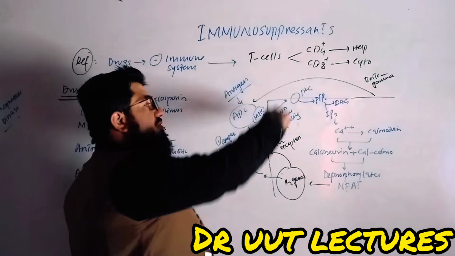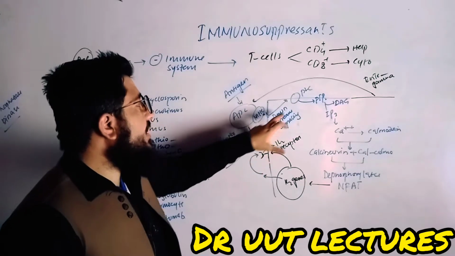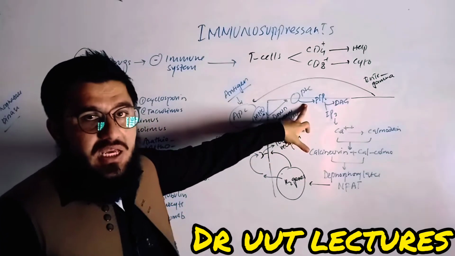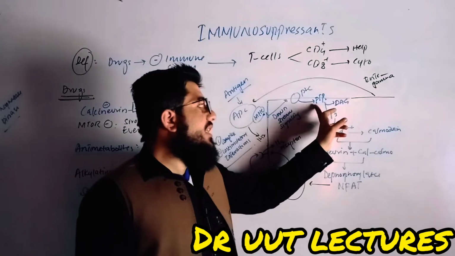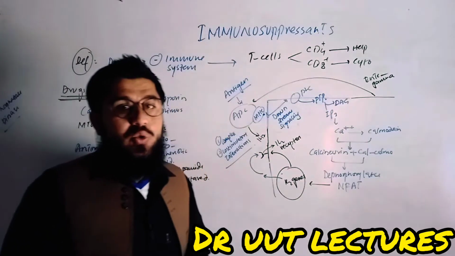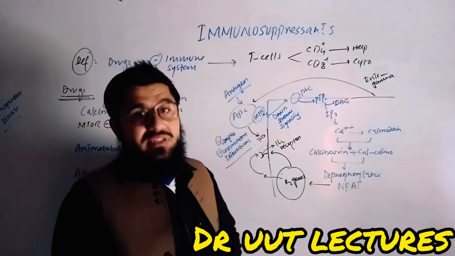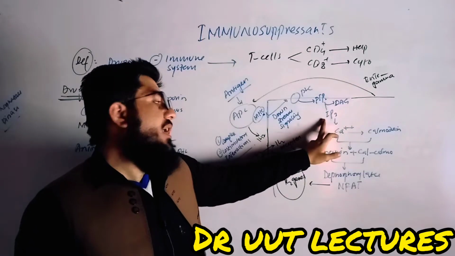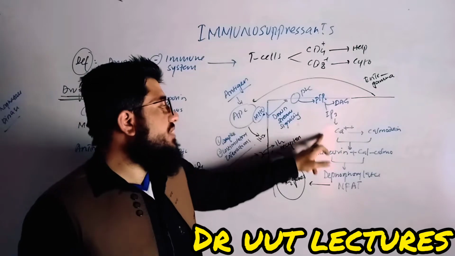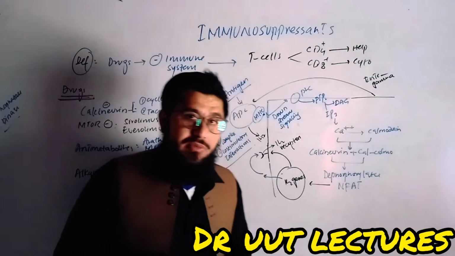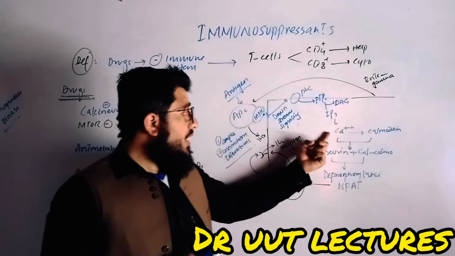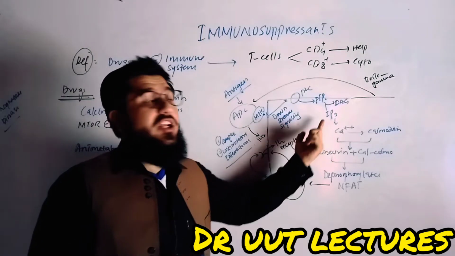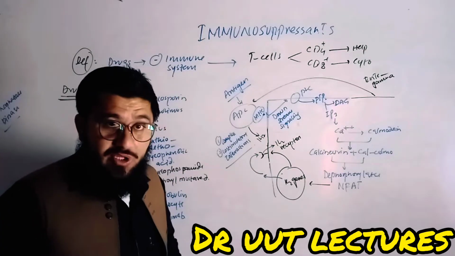Now, this downstream signaling will first of all stimulate PLC, phospholipase C. After that, it will stimulate PIP2, phosphatidylinositol bisphosphate. That will further activate DAG and IP3, inositol triphosphate. Now, this is responsible for increasing the intracellular calcium. An increase in the intracellular calcium will lead towards the interaction with calmodulin.